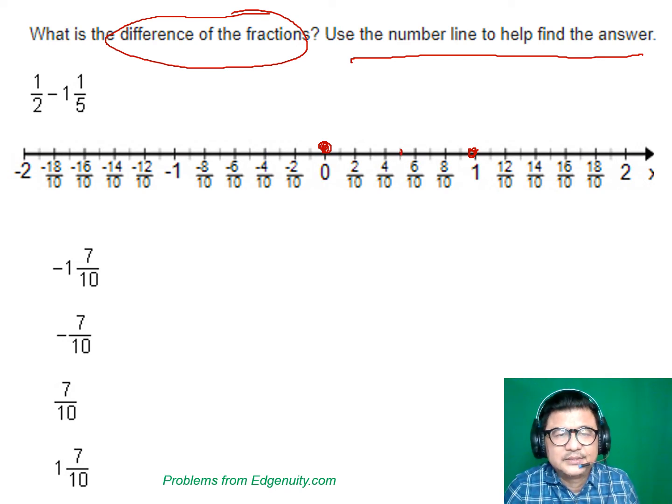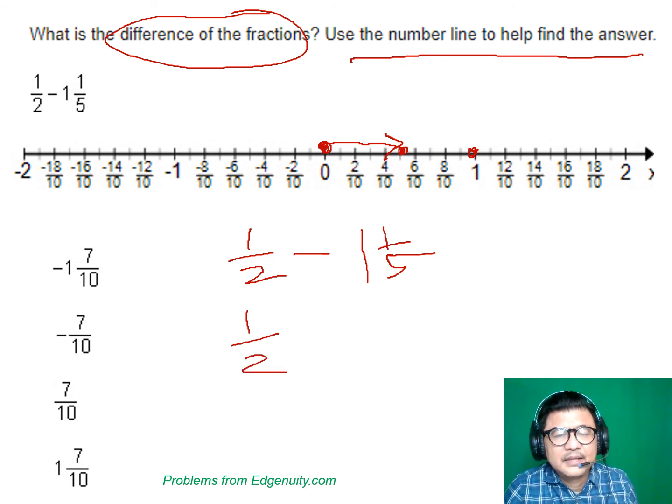Okay, so where will I start? I start from here, 0. I will move to half. Half is over there. Any questions so far? None. Good. But again, remember your keep change opposite. 1/2 minus 1 and 1/5. So keep the 1/2, add the opposite, negative 1 and 1/5.